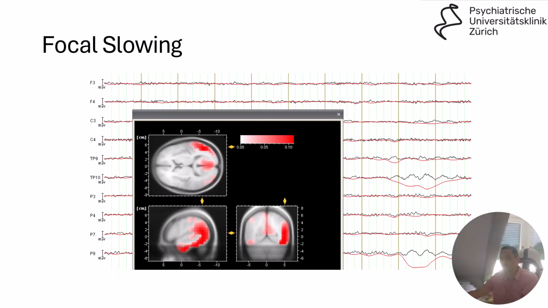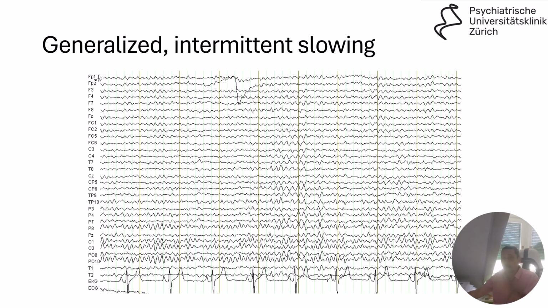And then again, you can use here the source imaging, and you see here are the slowings. You make the envelope, and then you can see that when looking from up on the brain, so this is the right temporal parietal region over here, so this confirms our localization of this slowing. And then you have the generalized intermittent slowing again.